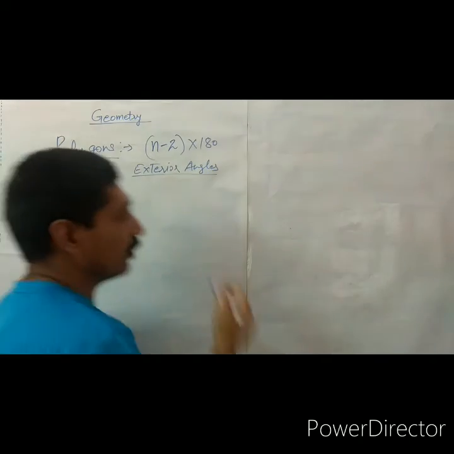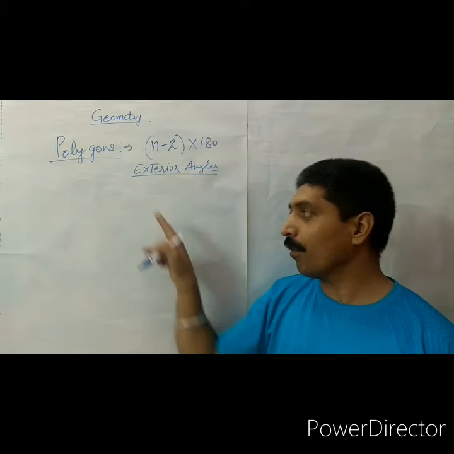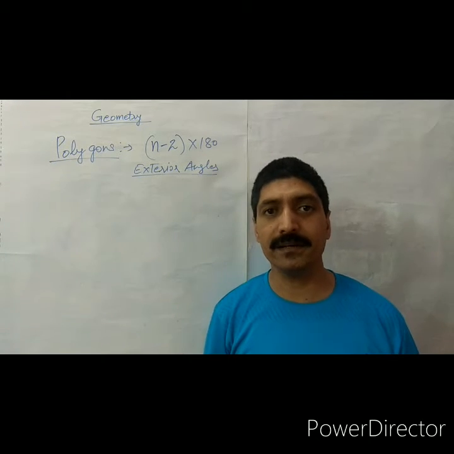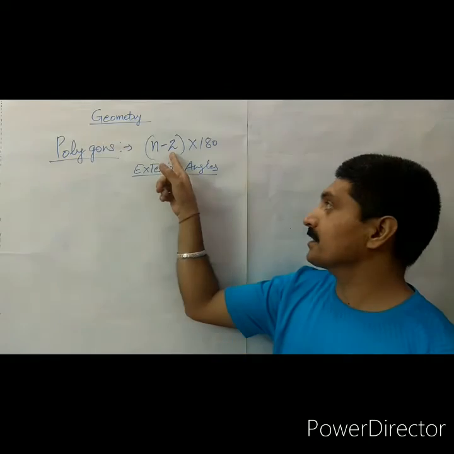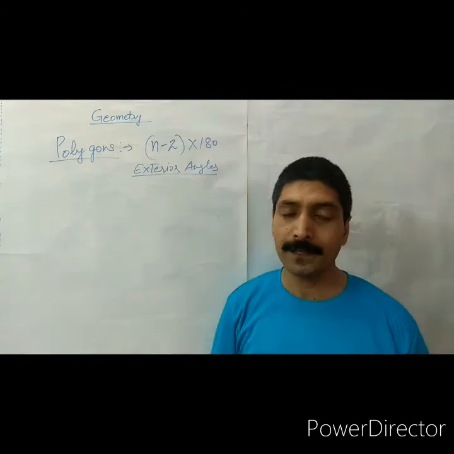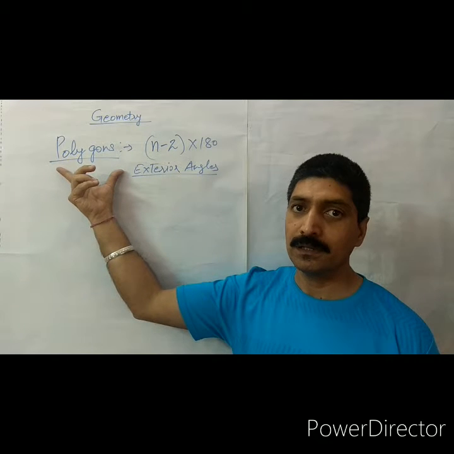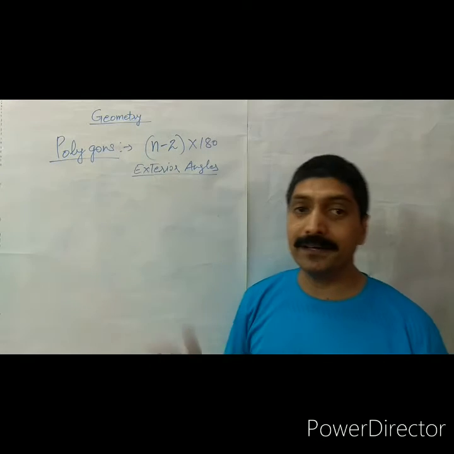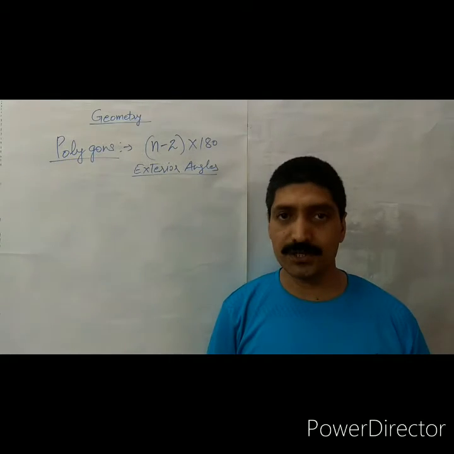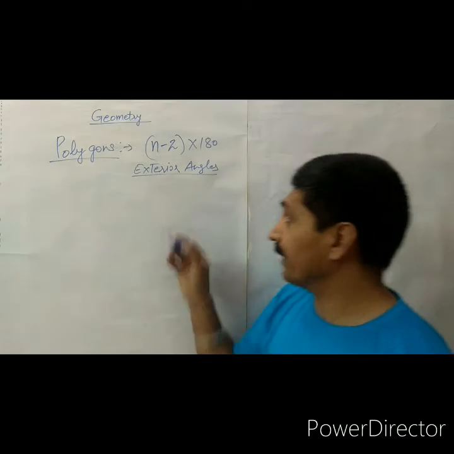If we have a polygon of 30 sides, the sum of all interior angles is 30 minus 2, that is 28, 28 into 180 degrees. Now if a polygon is a regular polygon, then all angles are of the same measure. They are always of equal degree. So how to find it?